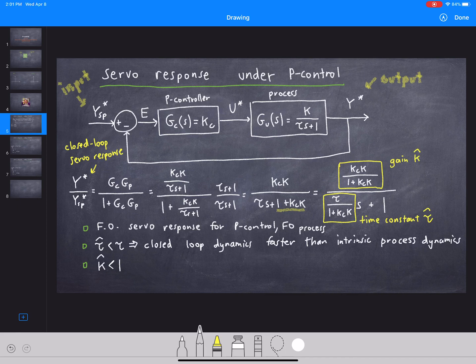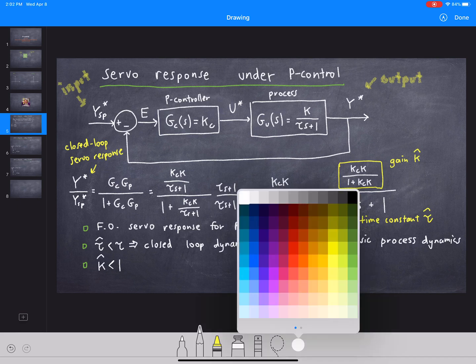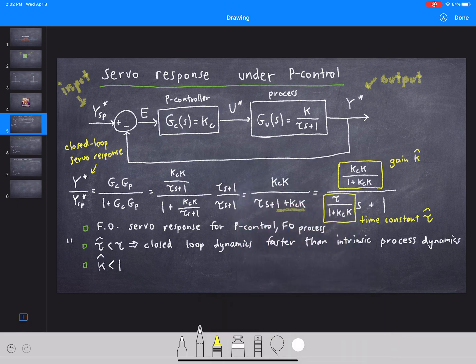So I should actually put a smiley face next to this one. So that's some good news. Okay, and this is bad news. Because what that means is there will be steady state offset, and the P controller will never allow your control variable to reach its new set point.